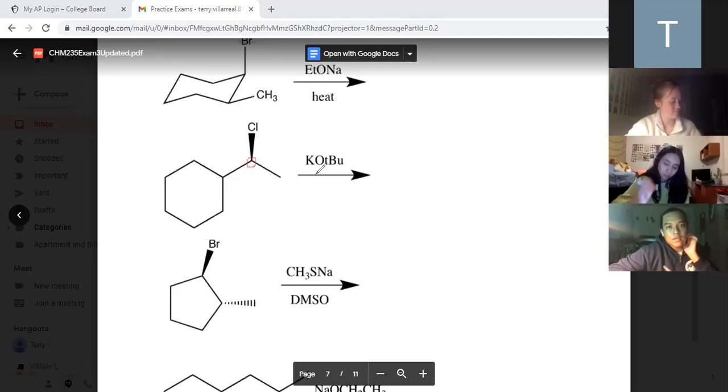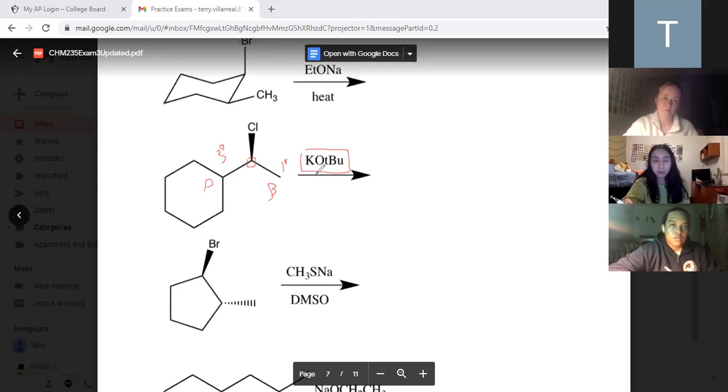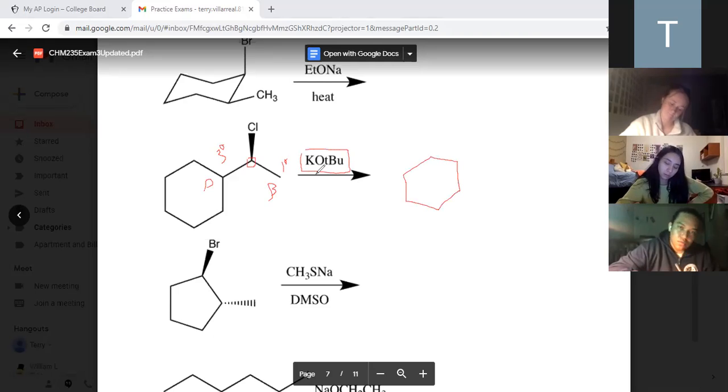We have a tertiary carbon for a beta carbon here and a primary for this beta carbon. So which way is our double bond going to go? Towards the tertiary or towards the primary? Is this base bulky or small? It's bulky, so we're going to go towards the small direction. So we are going to form the Hofmann product as our major product, like that.